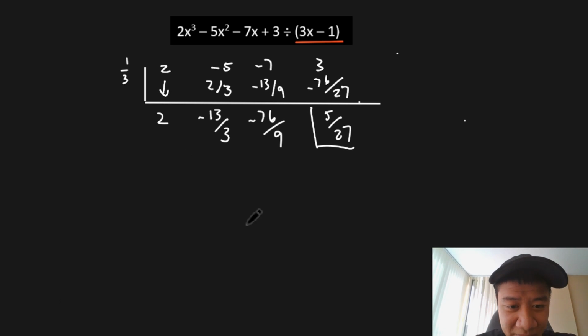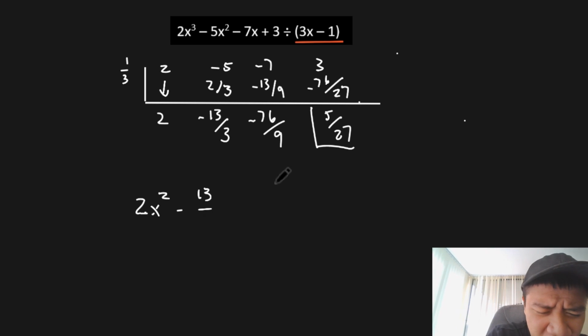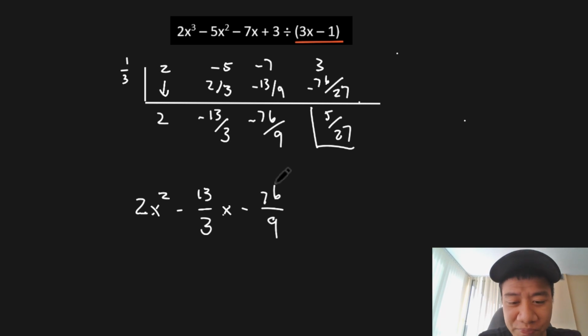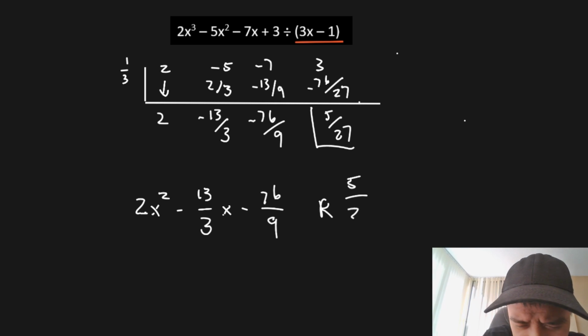So since we have three numbers here, the first term we start off with is going to be x squared with the 2 in the front. So 2x squared minus 13 over 3 x minus 76 over 9. That is our quotient, and our remainder is going to be 5 over 27.